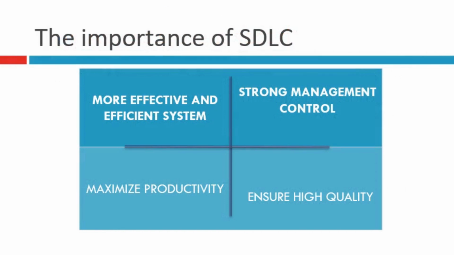So now that's all for the topic of steps in SDLC. What is the importance of SDLC and why do we have to learn about this? So SDLC is related to making sure that a more effective and efficient system is developed. It also helps to provide strong management control in development, maximize productivity, and ensure high quality of the new system.